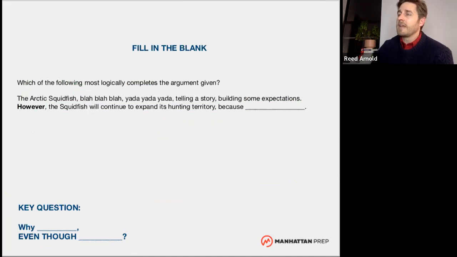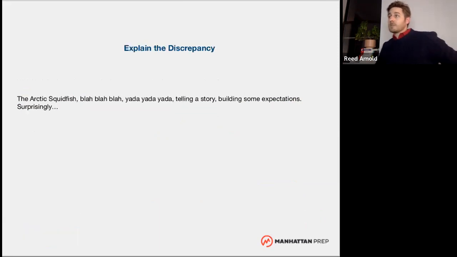And so these fill in the blanks at first feel like, yeah, I'm strengthening the author's point of view. You're going to do that by weakening someone else's point of view. And so that's why fill in the blanks are, in my opinion, weakeners in disguise. Now, explain the discrepancies are a little bit different, but also not. The squidfish, blah, blah, blah, same thing, right? I'm being intentionally vague.